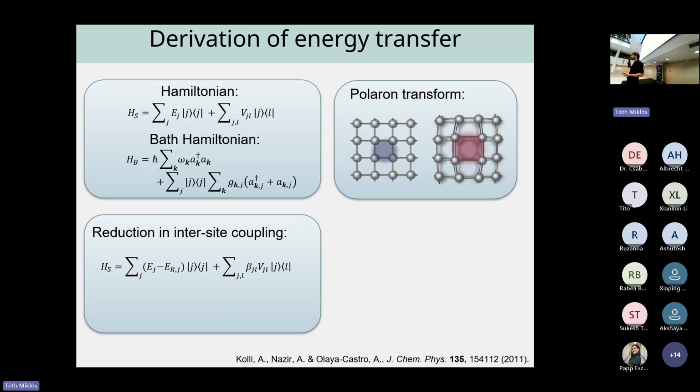There are two main effects that you can get from this polaron master equation. So first, what you will see is that your Hamiltonian in the polaron frame will have reduced site-to-site coupling. So that reduces delocalization in your system.